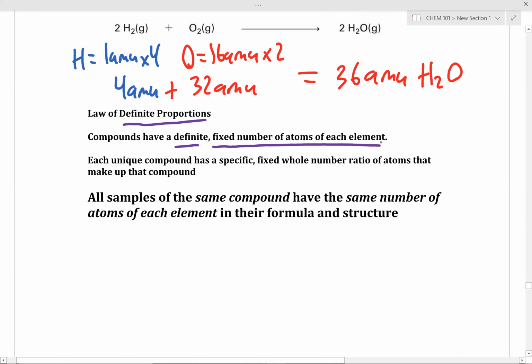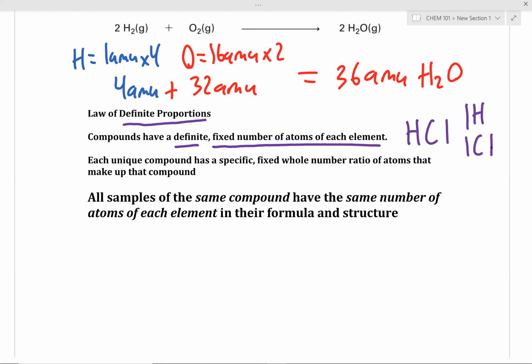So for example, HCl. How many hydrogens do we see in HCl? How many H symbols do we see? 1. So we have 1 hydrogen. And how many chlorines do we see? 1. Okay, we have a fixed, definite number of atoms of each element, right? As we've discussed earlier, is there such thing as half an atom? No. So we can only really count atoms as whole number quantities.